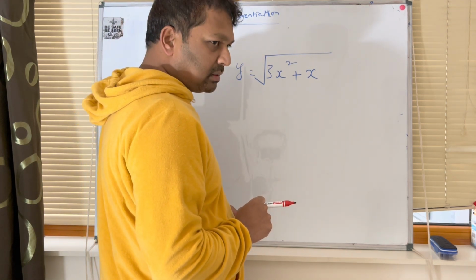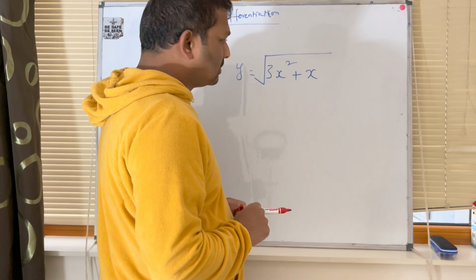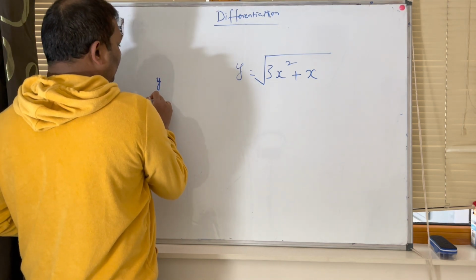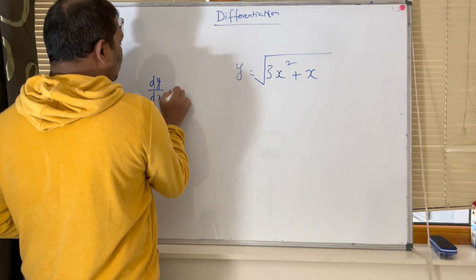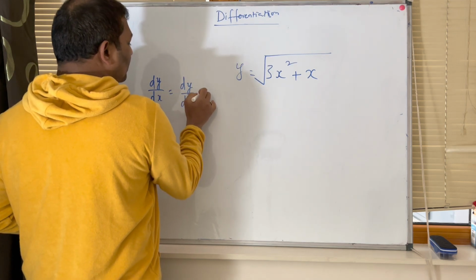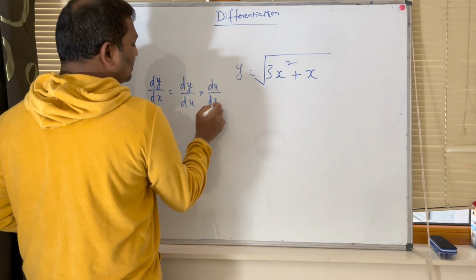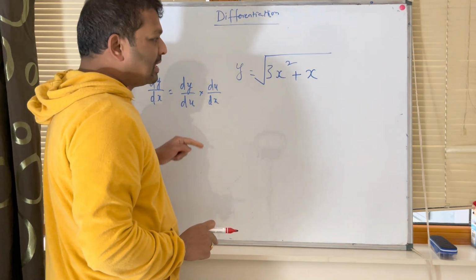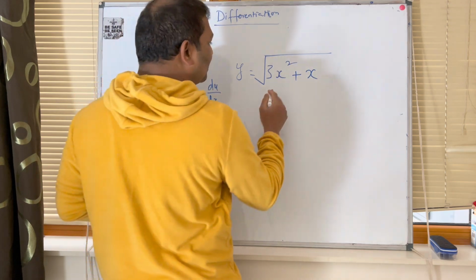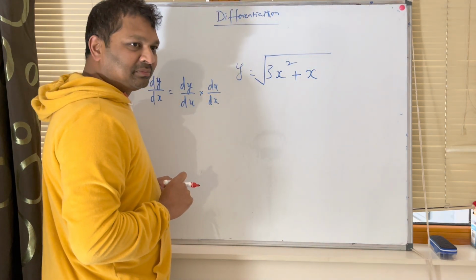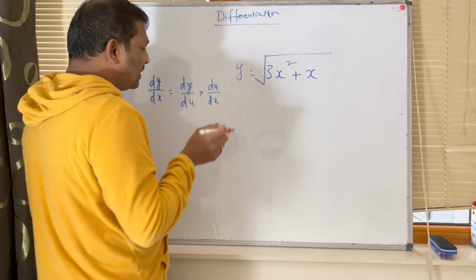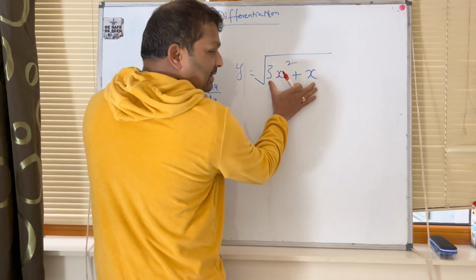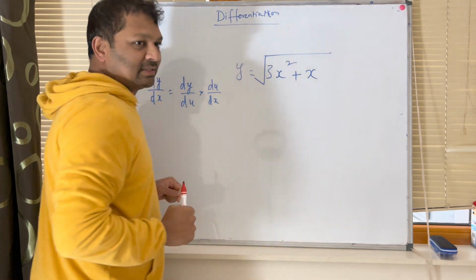y square equals 3x square plus x. So the rule goes like this. For example, dy by dx can also be written as dy by du into du by dx. du gets cancelled, and we get dy by dx eventually. In this case, what is u? Consider this whole thing as u. In that case, you have to differentiate y with respect to u first, and then differentiate u, the inner part, with respect to x.